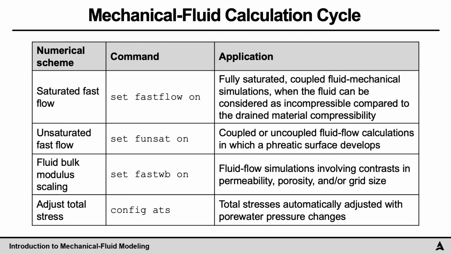Another one that I frequently use is the fluid bulk modulus scaling, and this is going to help with the calculation cycle in the case of an embankment, where we have contrast in permeability as an example. And then another one is adjust total stress, where the total stress will be automatically adjusted with pore pressure changes. So, a few little schemes.